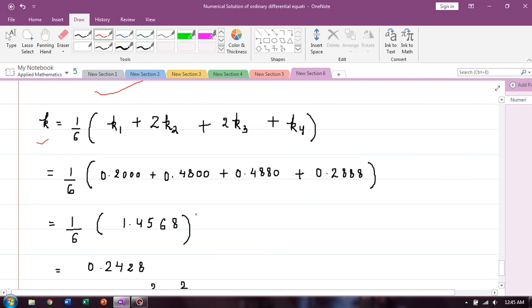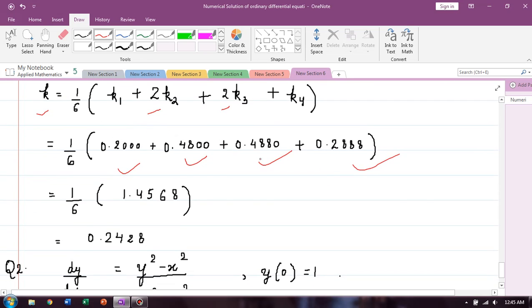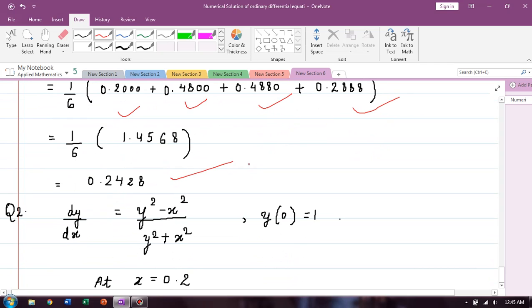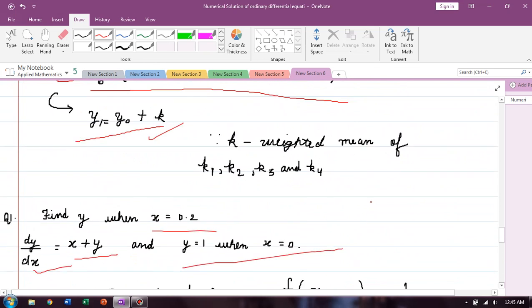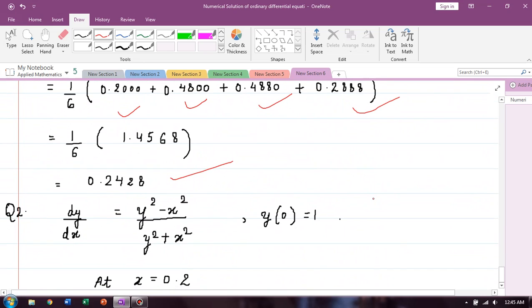Finally, last we have to find the value of k, which is the weighted mean of all the four values k1, k2, k3, k4. Anyways, we are going to substitute the values here, multiply by 2 when needed, and finally the answer is going to be 0.2428. So this is the required approximate value of y, which is 0.2428. Okay, so this is how you solve questions using Runge-Kutta fourth order method.